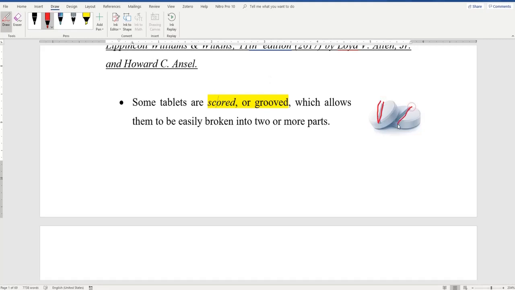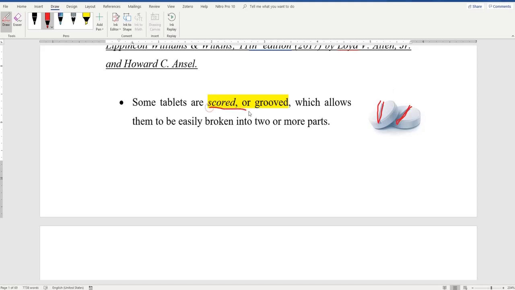Why do you think we have these scores in some tablets? The reason is to allow them to be broken easily into two parts, as you see in the case here. The score here allows two parts to result upon breaking. If there are other scores, it allows more parts to result from breaking the tablets, depending on how many scores. Normally, we have one score, as you see here.